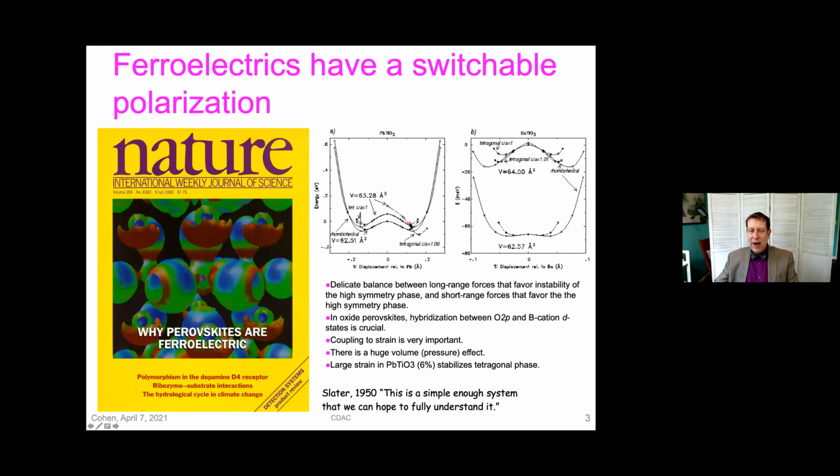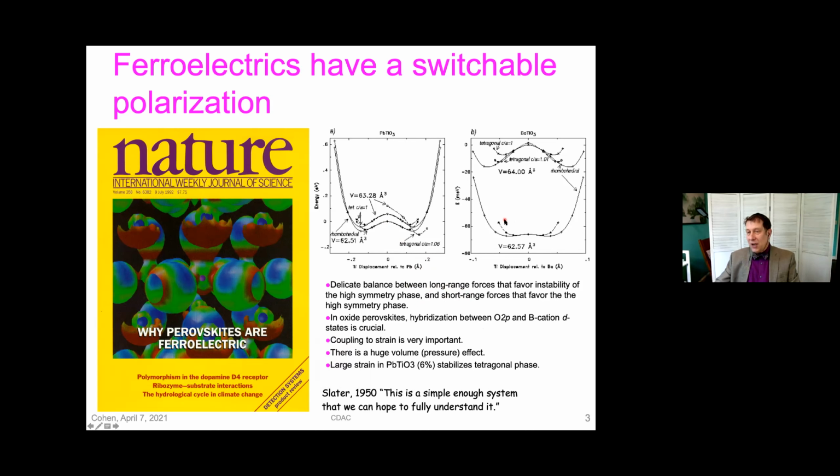One has a double well. The energy goes down if the atoms are displaced off of their centers. And how does this happen? It's just a delicate breaking of the balance of forces. You have ionic forces, Ewald forces that push atoms off center, and you have short-range forces that keep them centered. And it's the balance of these things that's very important.